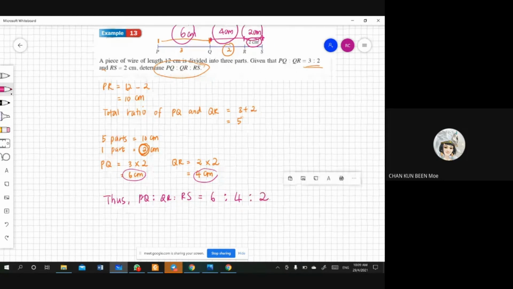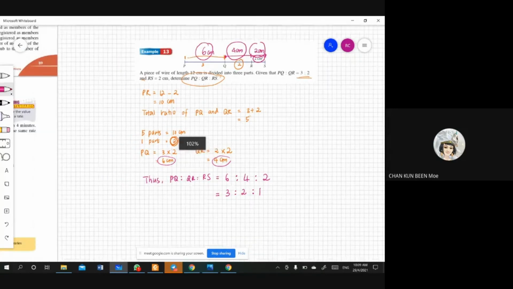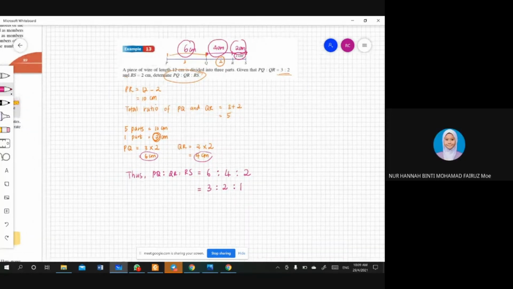Okay, now if you look at the number, can we still simplify the number here? Yes. Divide 2. The number can be divided by 2. Very good. So 6 divided by 2 equal to 3. 4 divided by 2 is 2. 2 divided by 2 is 1. Okay, so we got the answer already. Simple, right? You remember the working again. So this one is using the unitary method.